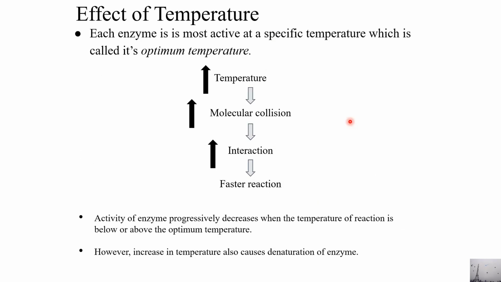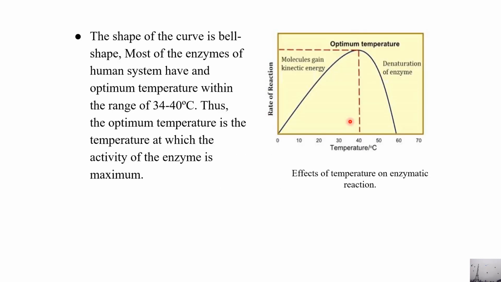So what is the effect of temperature? Each enzyme is most active at a specific temperature range, which can be termed the optimum temperature of that particular enzyme. The activity of the enzyme will progressively decrease when the temperature of the reaction is below or above the optimum temperature. Increasing temperature also causes denaturation of the enzyme. The shape of the curve is bell shaped. Most of the enzymes of the human system have an optimum temperature within the range of 34 to 40. The optimal temperature is the temperature at which the activity of the enzyme is maximum.